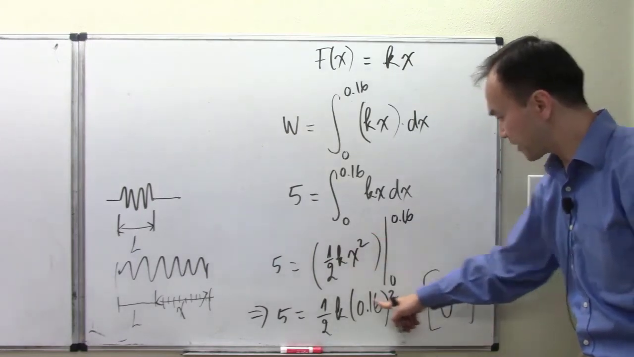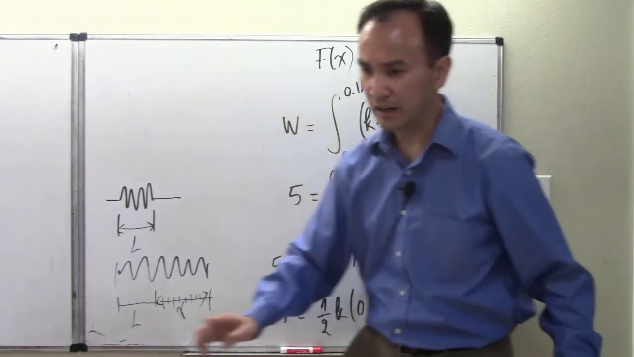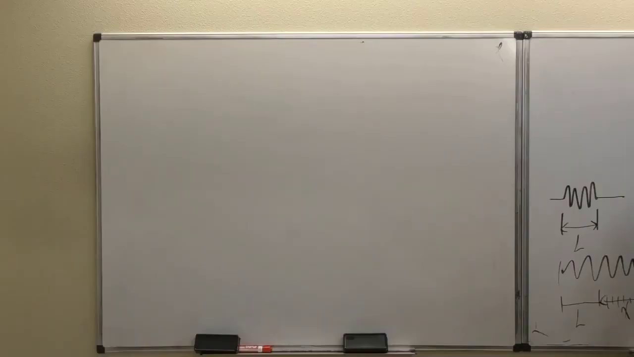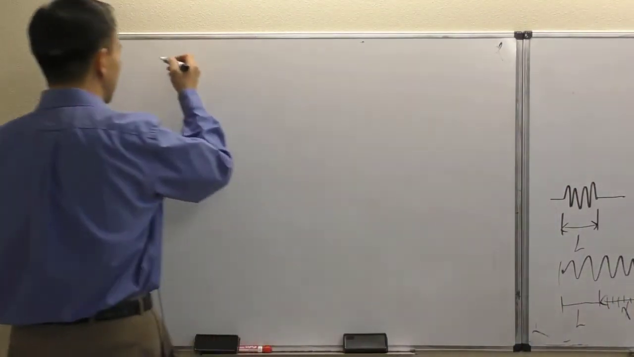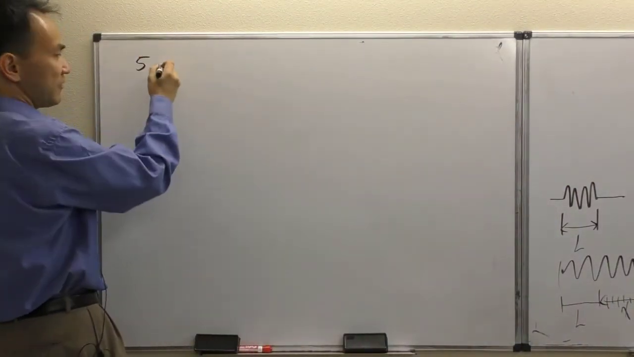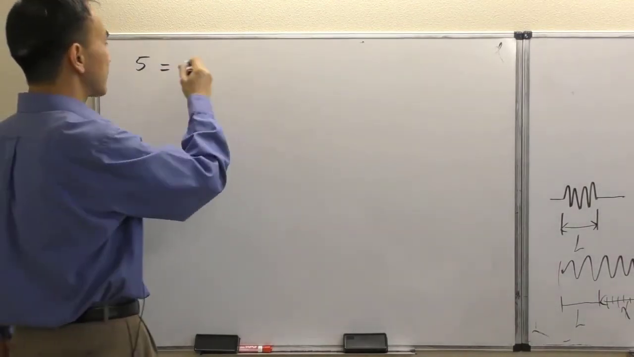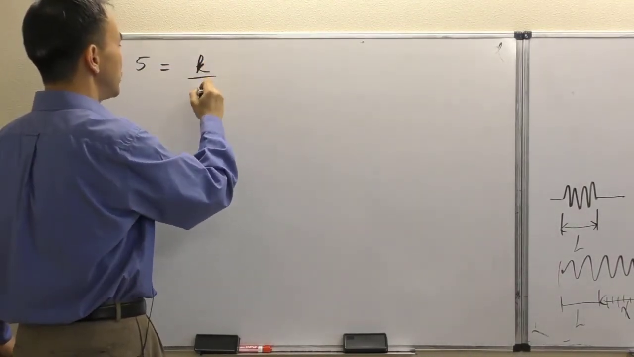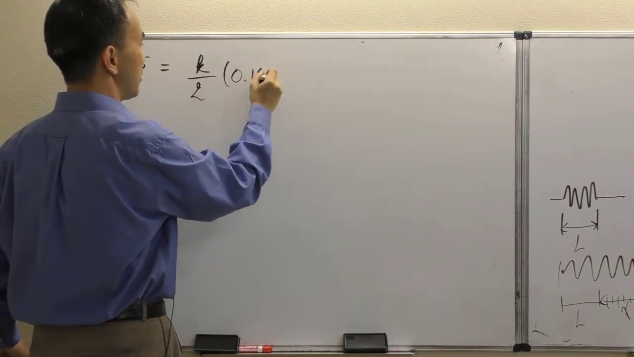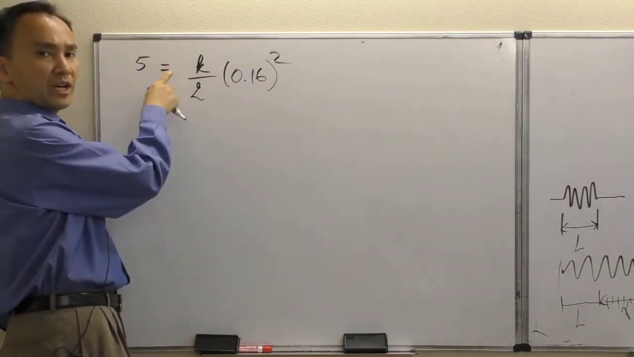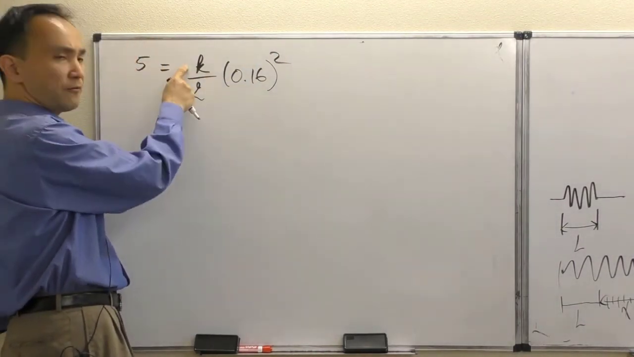And so now look at this expression. Allow me to write it down on the other space right there. All of a sudden we realize that we have an equation: 5 equals k over 2 times 0.16 all squared. Now we can use this relationship right here to solve for our value of k.